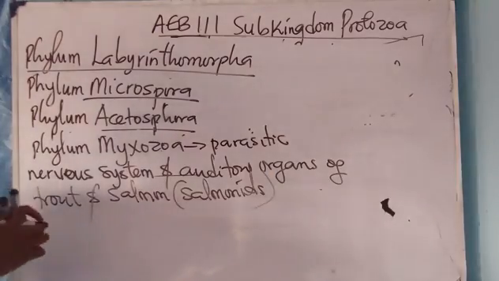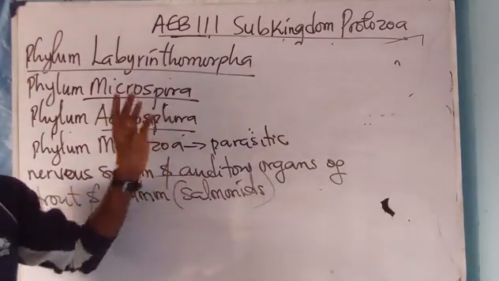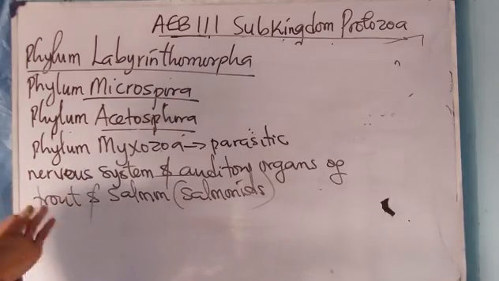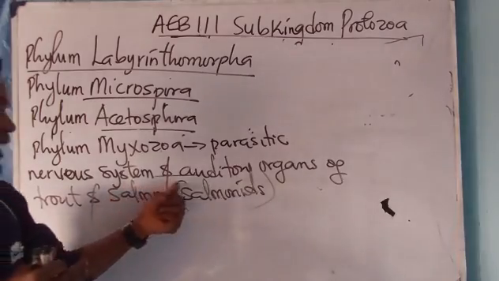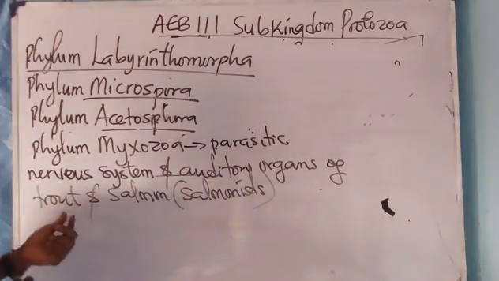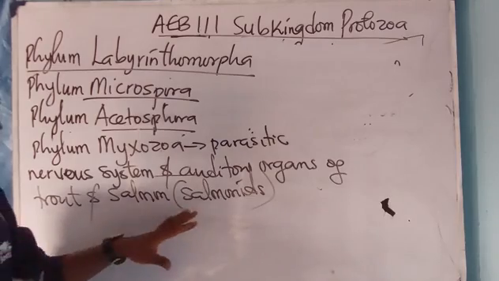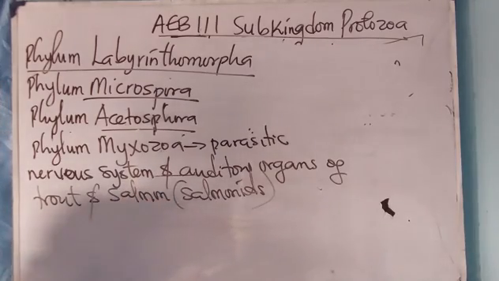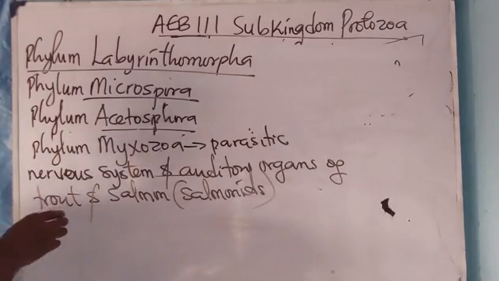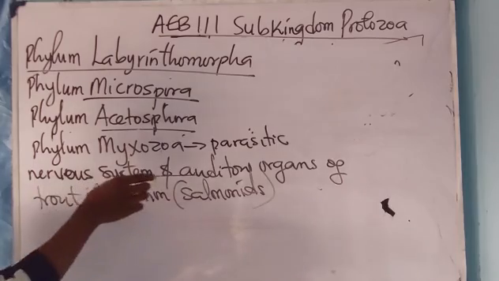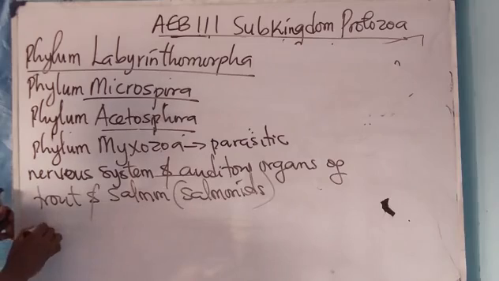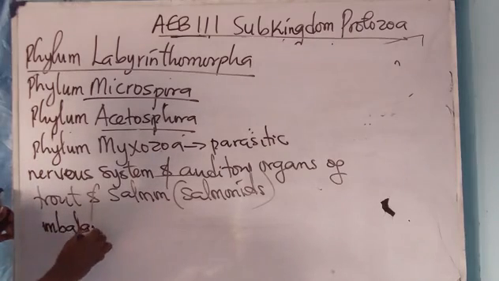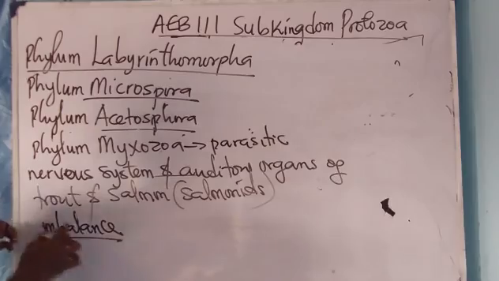Okay, the Phylum Myxozoa, they are all parasitic. None of them is what? Free living, and they are found in the nervous system and auditory organs of what? Trout and salmon. That is the salmon fishes, which are called salmonids. Owing to the fact that they are found in the nervous system and auditory organ of these fishes, they make them to be what? Imbalanced. They lose their sense of balance.